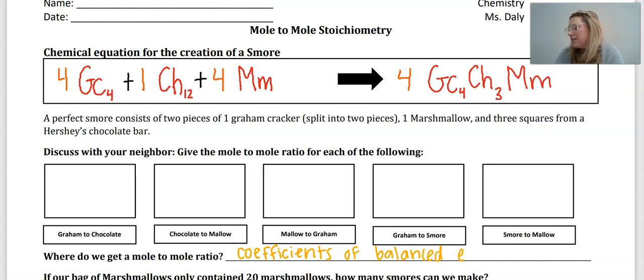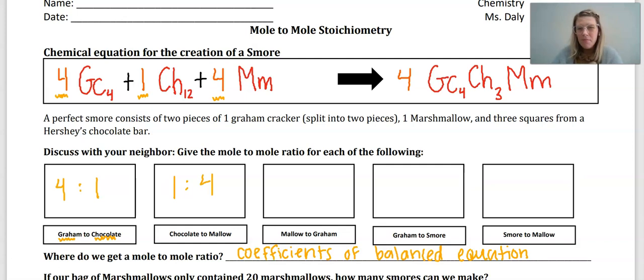Okay, and so let's take some time now to come up with our mole-to-mole ratio for each of the following. So our mole-to-mole ratio for graham cracker to chocolate. So graham cracker is a 4, right? Because we get that from up here, our 4. And then our chocolate is a 1. So it's a 4-to-1 mole-to-mole ratio. What about then chocolate to marshmallow? So chocolate is again a 1 to our marshmallow, which is a 4.